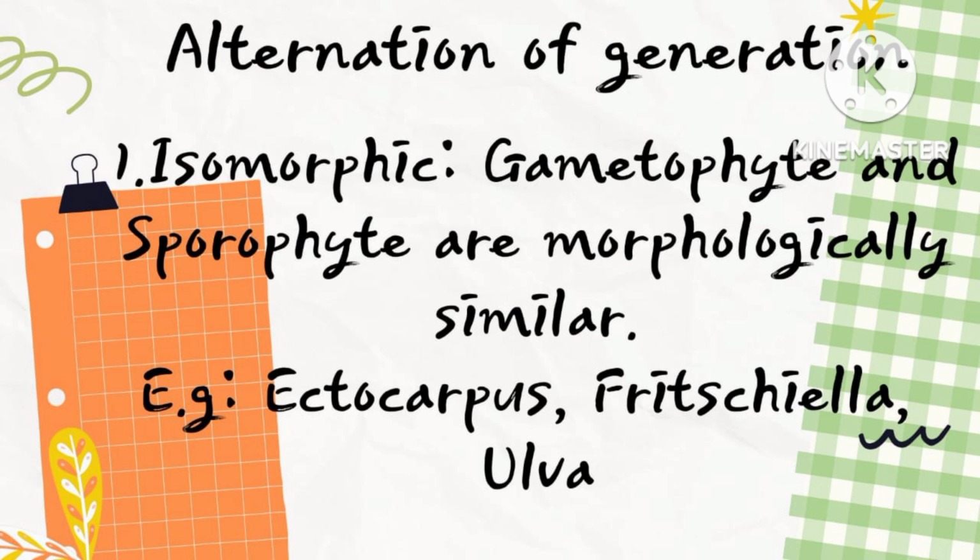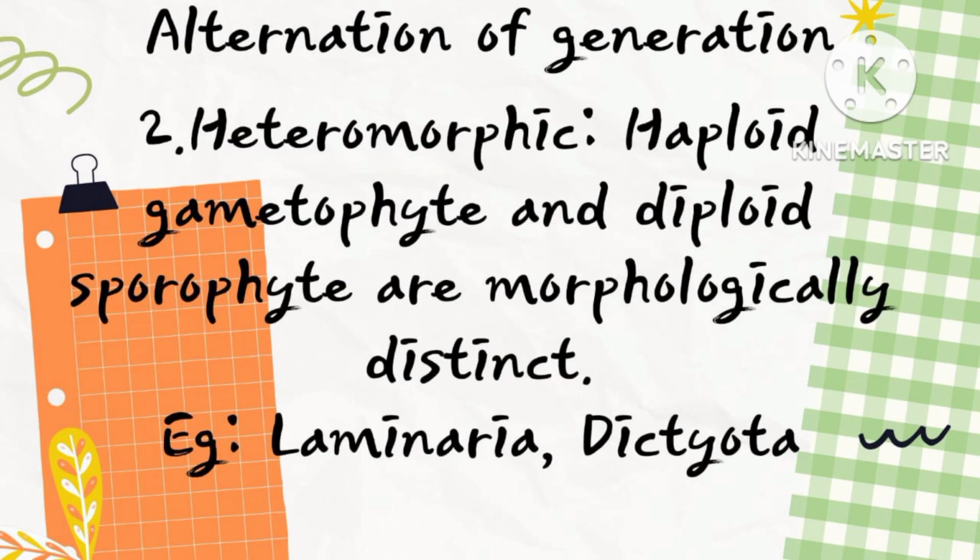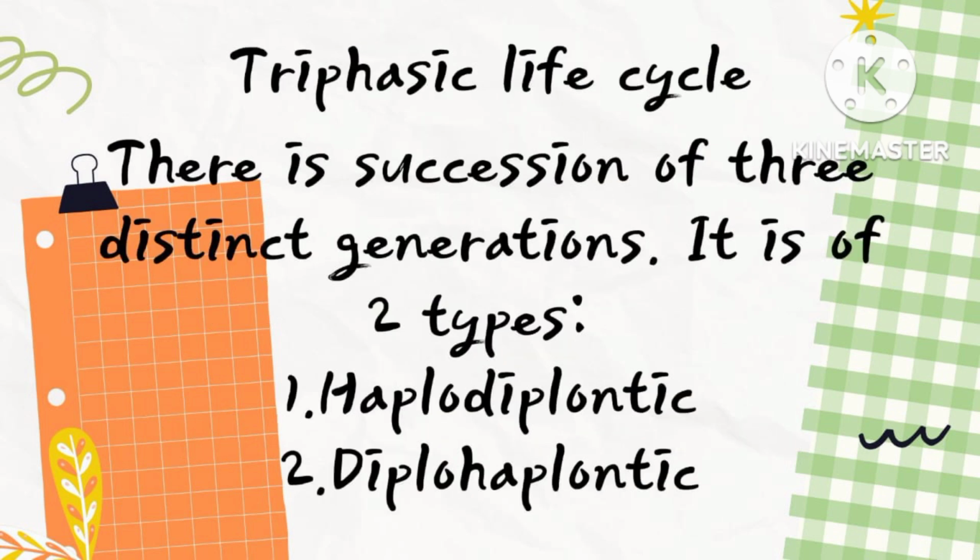In heteromorphic type, gametophyte and sporophyte are morphologically distinct. Examples are Laminaria and Dictyota. In the triphasic life cycle, there is succession of three distinct generations. It is of two types, haplodiplontic and diplohaplontic.